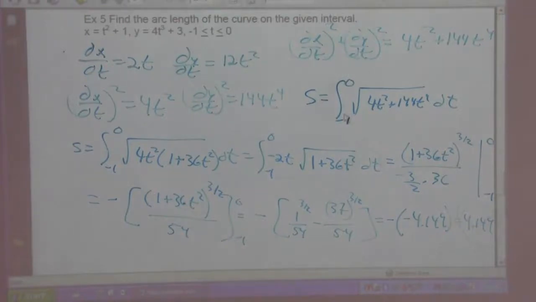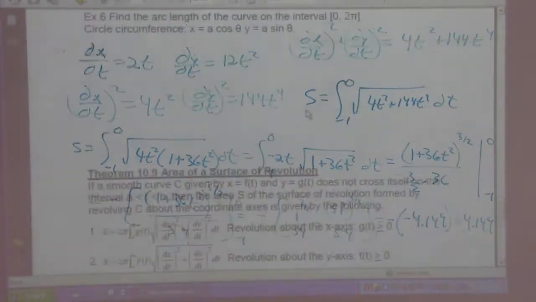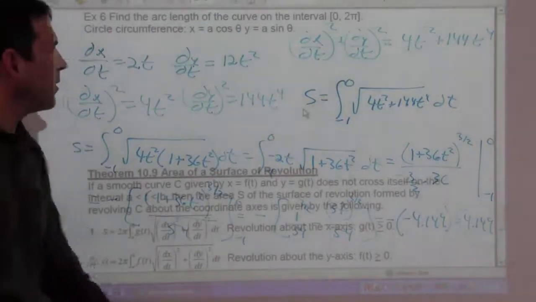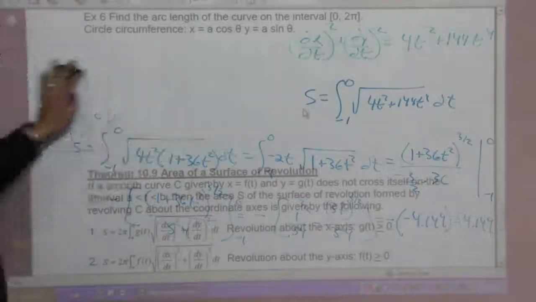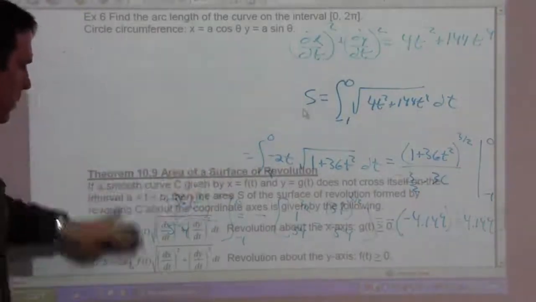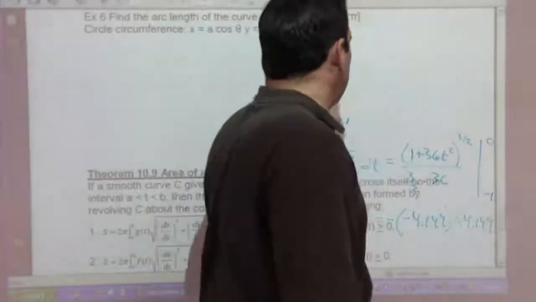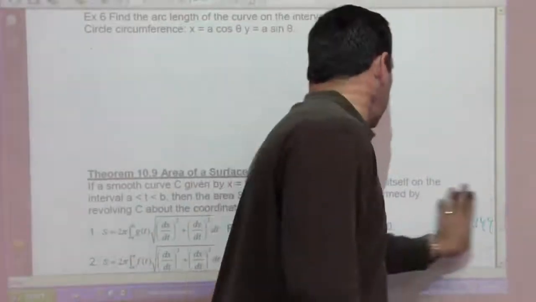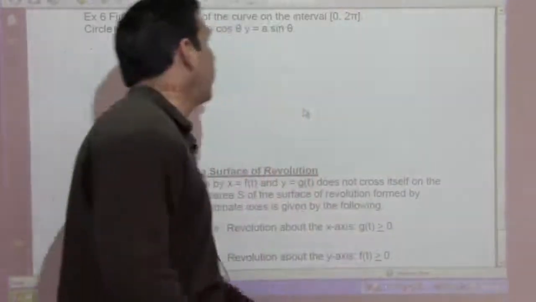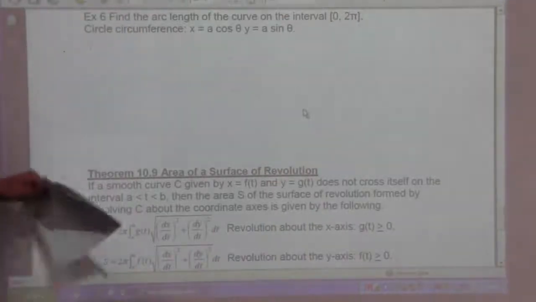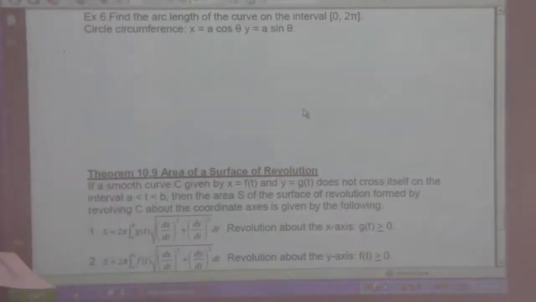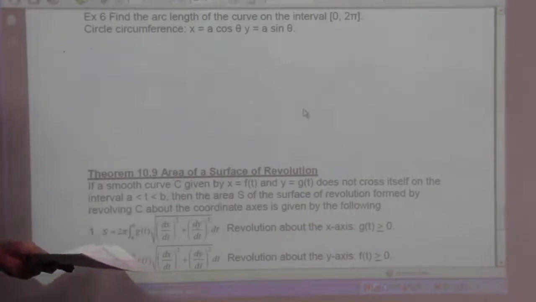I'm going to go on to the last page. I've got a couple examples left. Example 6 is find the arc length of the curve on the interval from 0 to 2 pi. The circle with circumference, x equals a cosine theta, y equals a sine theta.